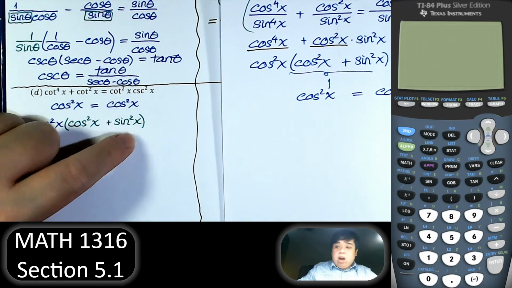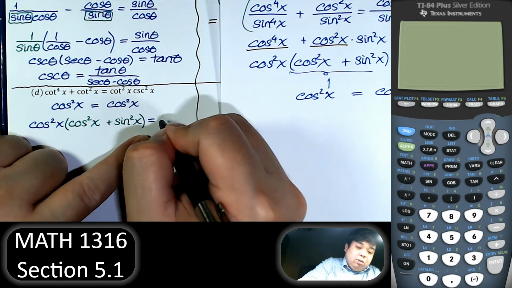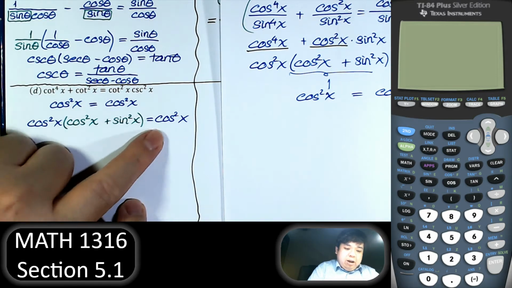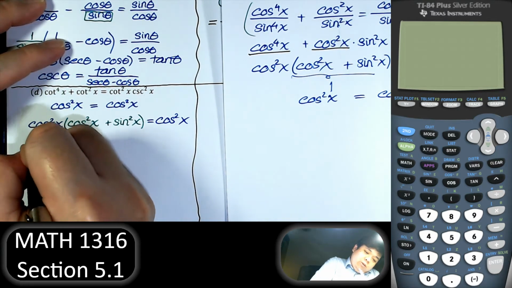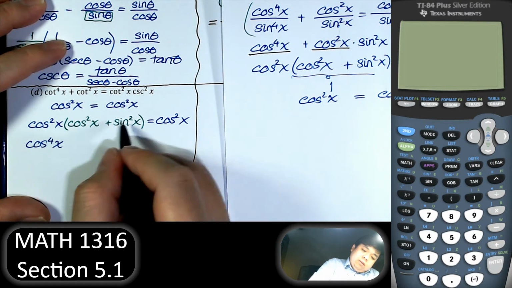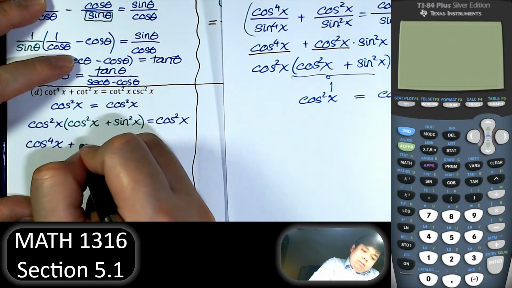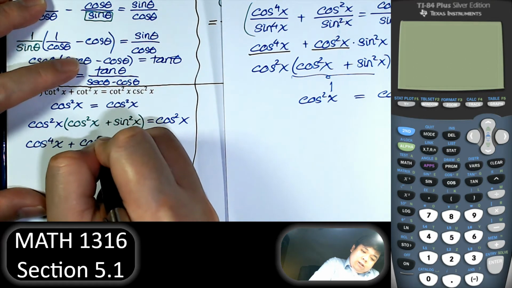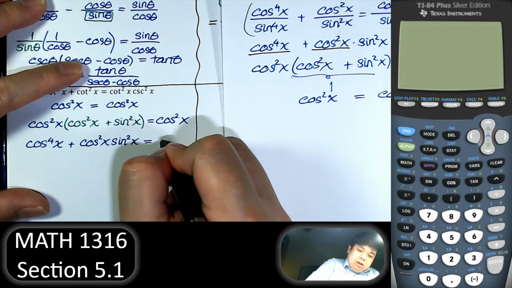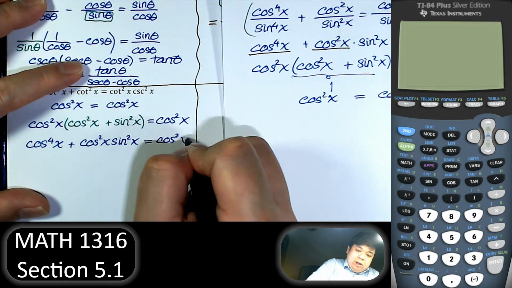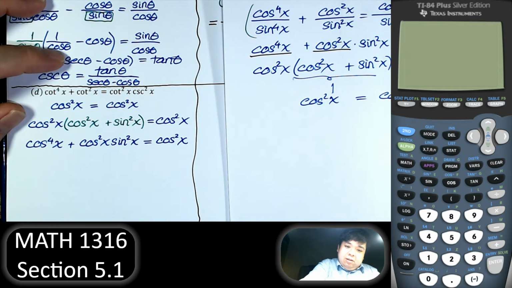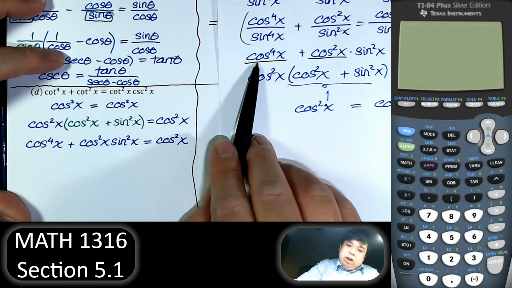Nothing wrong there, because cosine square plus sine square is 1, and anything multiplied by 1 is itself. And now we multiply it out. That gives us cosine to the 4th power plus cosine square times sine square, and then cosine square. And finally, so where are we? Oh, we are at this step.